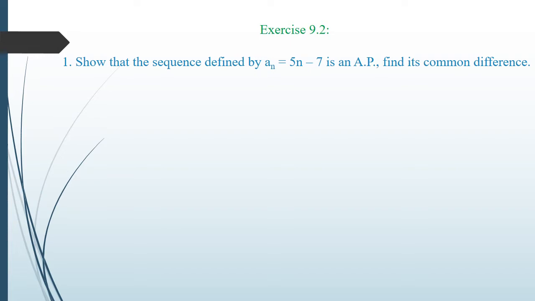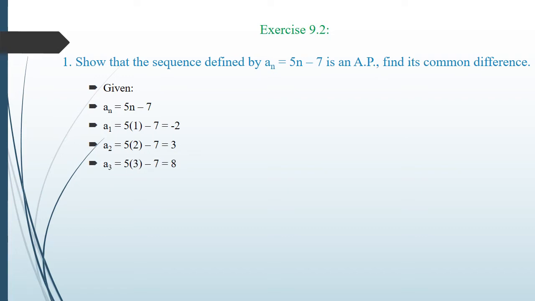So in order to form the sequence we have to find the first, second, third term and so on. Let us do it one by one. As given, an is equal to 5n minus 7. Now to find the first term I will replace n by 1, which will give me a1 equal to 5 into 1 minus 7, which is equal to minus 2. Similarly I can find the second term as a2 is equal to 5 into 2 minus 7, which gave me the answer as 3. Similarly the third term I can have as 5 into 3 minus 7, which gave me 8.